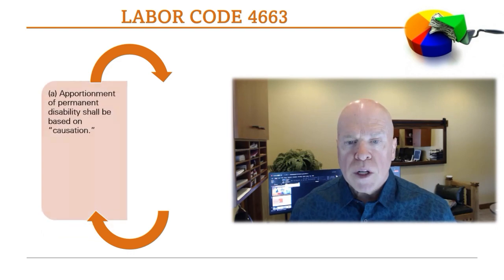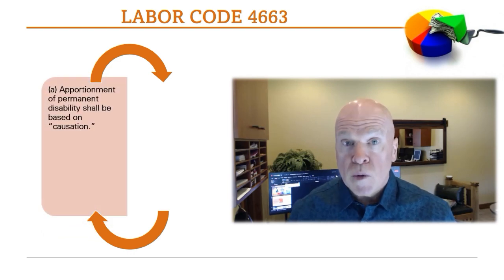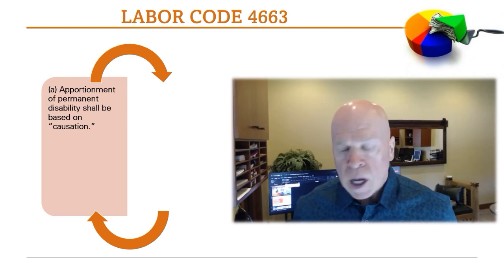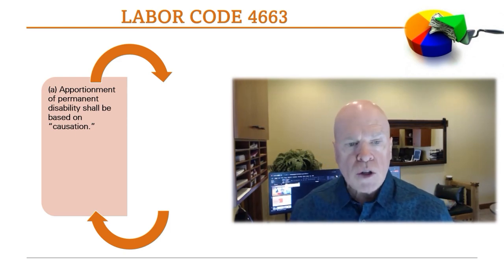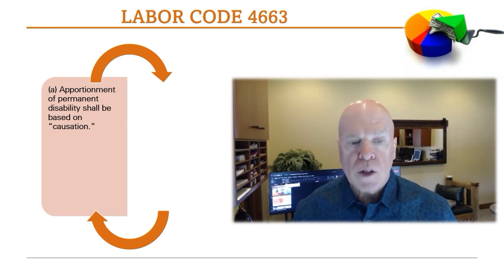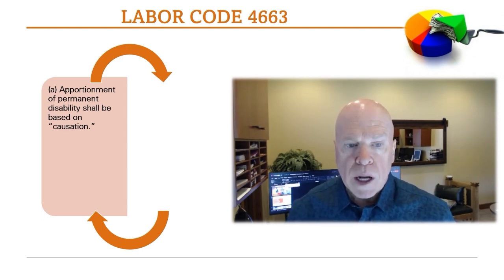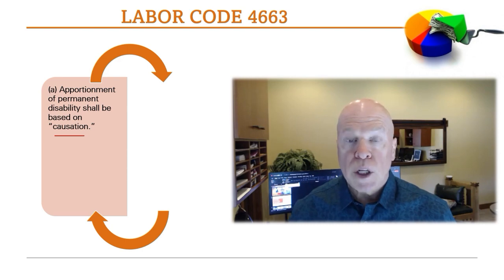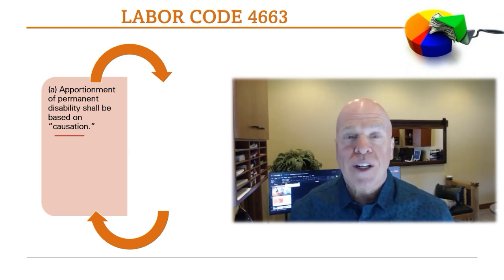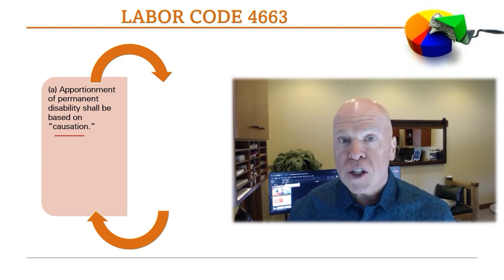So the first one is 4663, which was rewritten as part of Senate Bill 899. And new Labor Code 4663 tells us that now, in the new era, apportionment of the permanent disability shall be based on causation. Causation, and this is different. Apportionment of the permanent disability used to be based on disability. You could only apportion to disability.